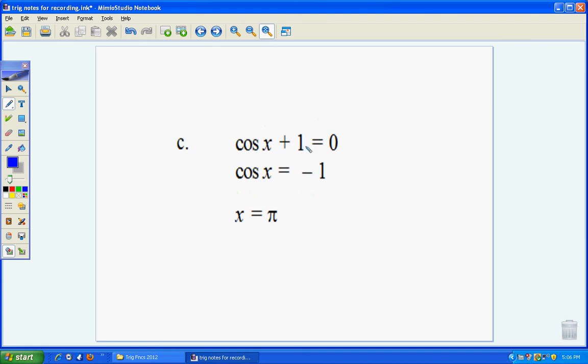Cos of x plus 1 is equal to 0. Cos of x is going to be equal to minus 1. So again, you could put it in the calculator. If you put it in the calculator and use radians, it's going to give you pi. If you're using degrees, it'll give you 180 degrees. And you know that 180 degrees is equal to pi, so you're able to put your answer in radians.